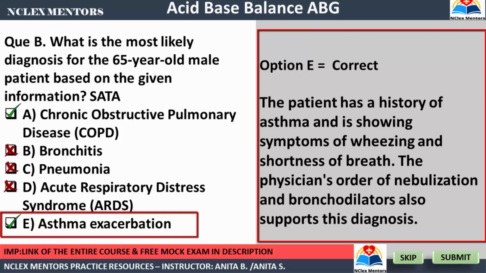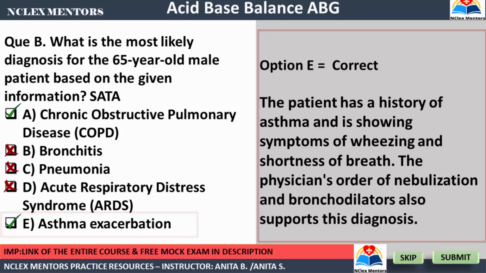Option E, asthma exacerbation, is a correct answer as the patient has a history of asthma and is showing symptoms of wheezing and shortness of breath. The physician's order of nebulization and bronchodilators also supports this diagnosis. This question was pretty easy. Let me take you to our next question.